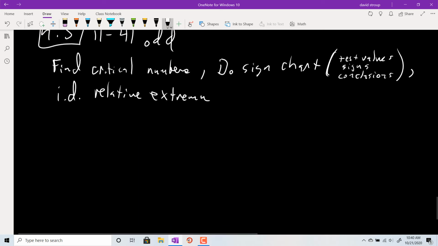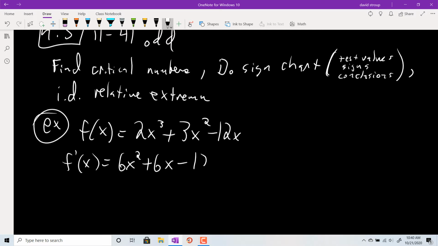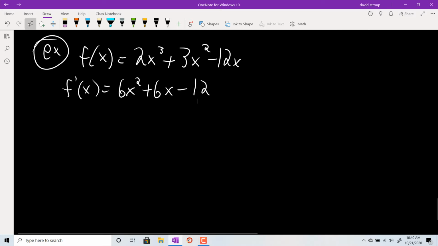Okay, so let's take a look at an example. f(x) equals 2x cubed plus 3x squared minus 12x. Okay, so I need the derivative. f'(x) is 6x squared plus 6x minus 12. Where does the derivative not exist? That never happens. It's a polynomial. Then figure out where it's equal to 0.